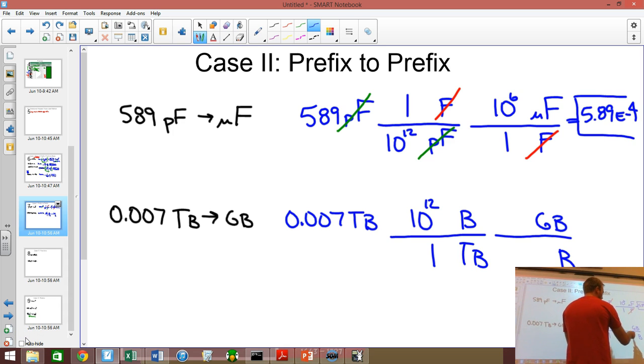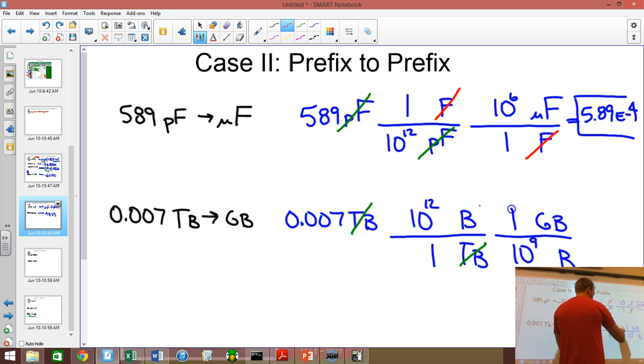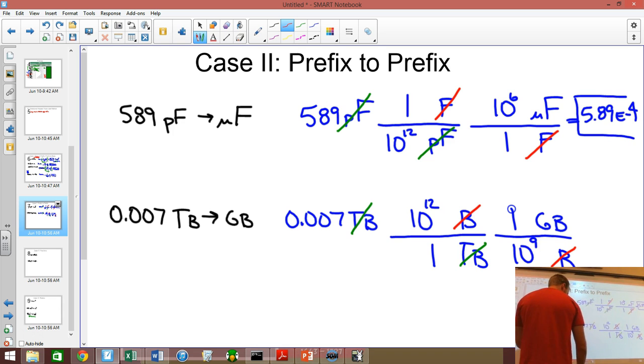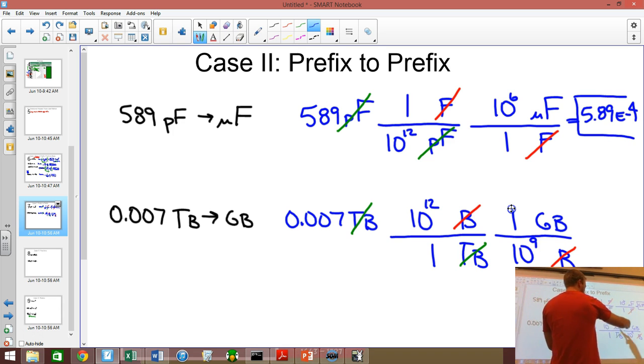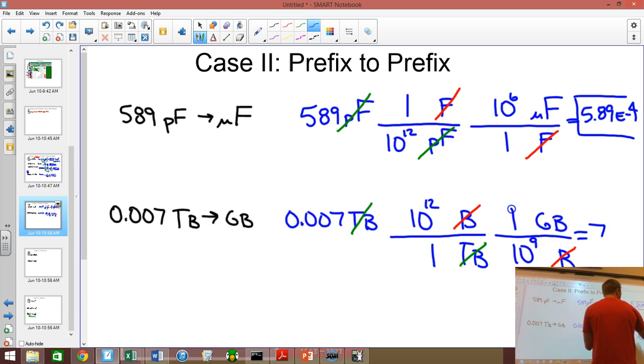Now I'm going to put bytes here. Gigabytes is larger, and giga means 10 to the 9th. So these cancel. These cancel. So I multiply by everything on the top, 10 to the 12th, divide by everything on the bottom, 10 to the 9th. I can subtract those. 12 minus 9 is 3. So I'm going to be multiplying by 1,000. 1, 2, 3. So this is going to equal 7 gigabytes.